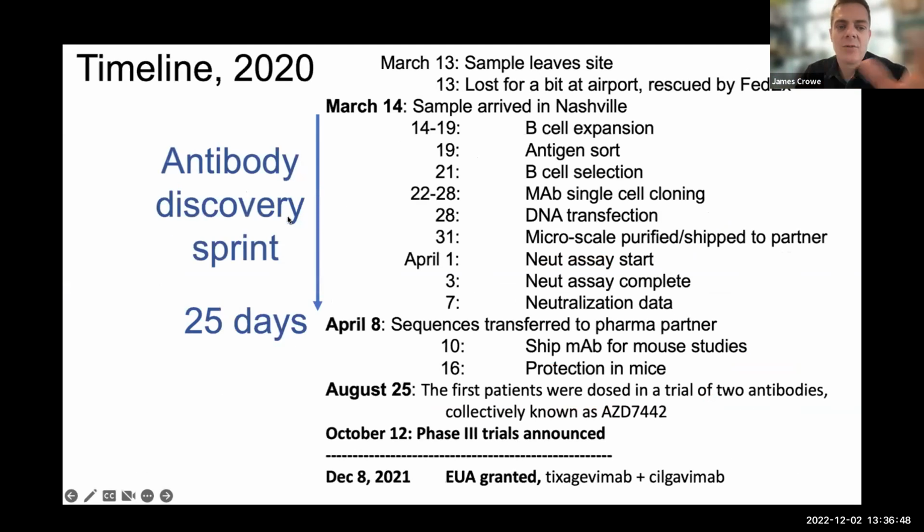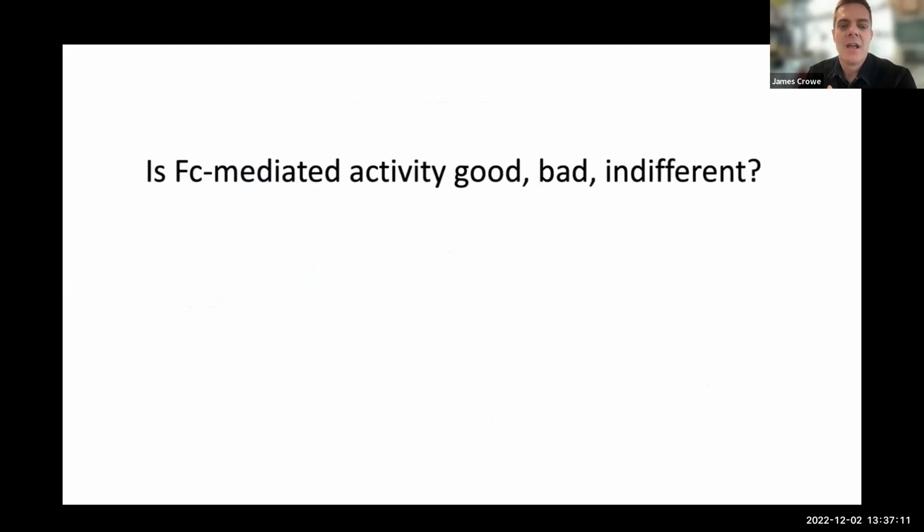So for 2196 and 2130, which ultimately became the drug names in Evusheld, we actually did the discovery in 25 days before we transferred the sequences. So we went from sample to giving AZ the sequences in 25 days. The speed with which we can do these, not just the scale, just blows your mind these days. And we could go faster than this now, but who needs faster?